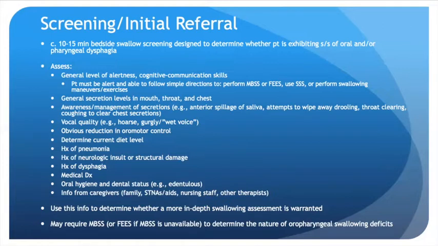You will always have to determine their current diet level. You might look at their medical chart. Do they have a history of pneumonia, a history of neurologic insult or structural damage or surgery perhaps? Do they have a previous history of dysphagia? What are their current medical diagnoses? What is their oral hygiene and dental status? Are they edentulous? Meaning, do they have teeth or not? Are they using dentures?